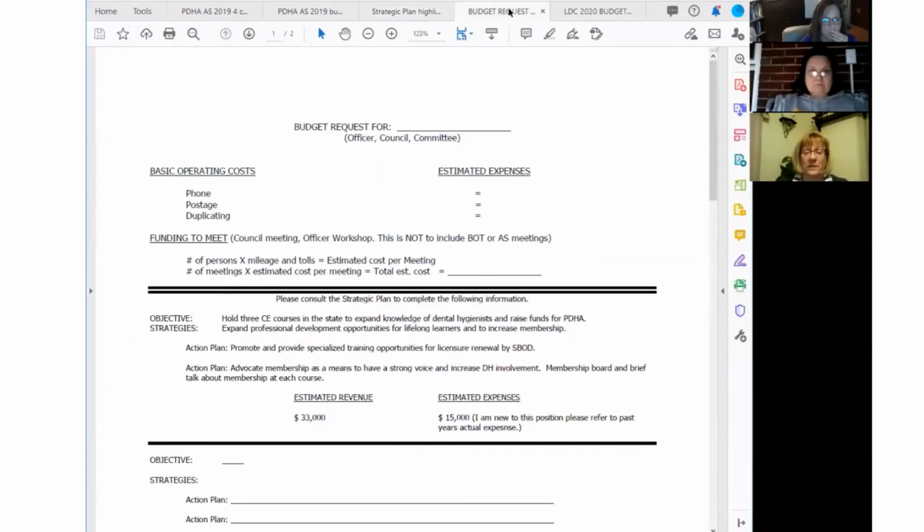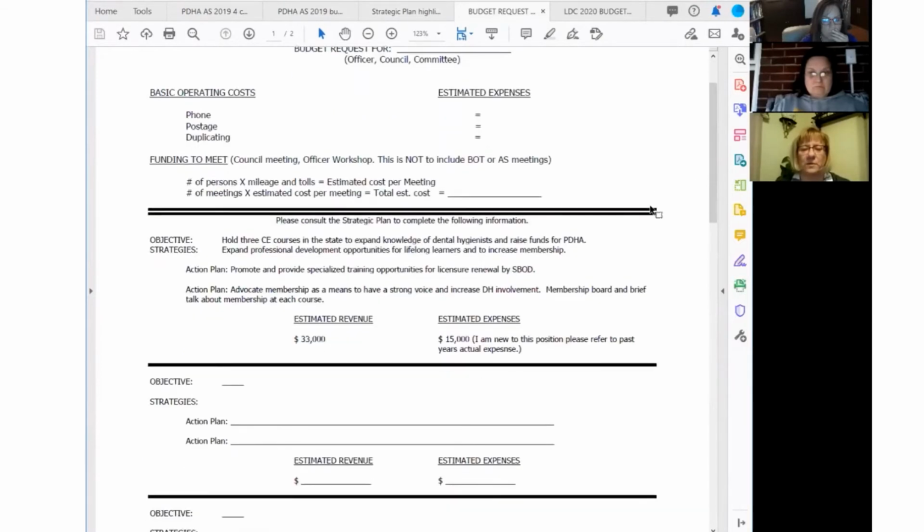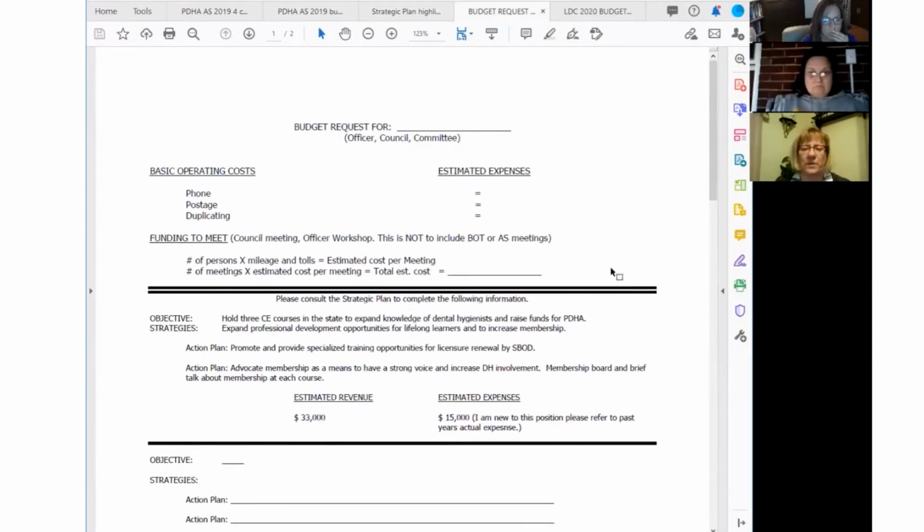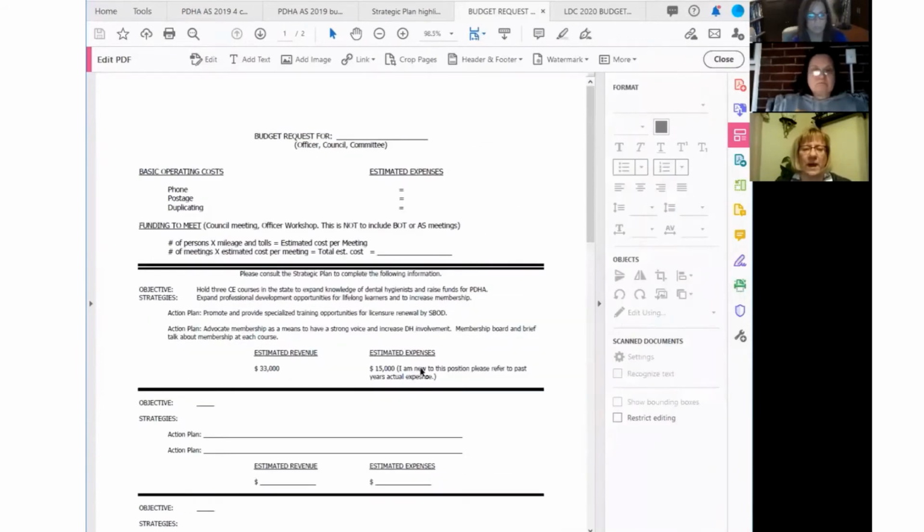The budget request forms will be sent out from me. And Linda, I think this one still has some numbers on it, so I don't know if you're able to remove those, edit that or not. I thought I got them all, but there does seem to still be some numbers on that one.